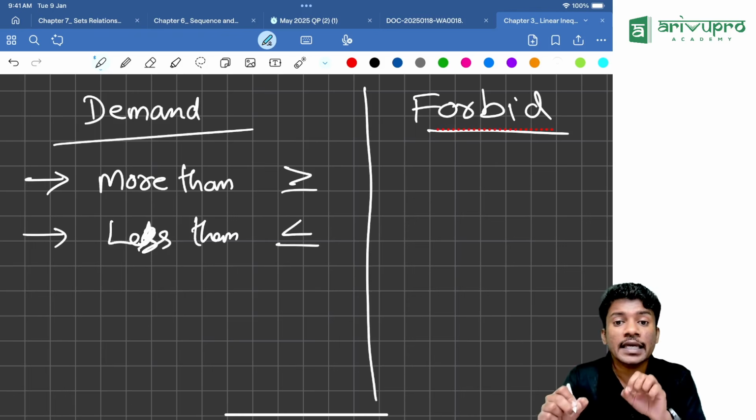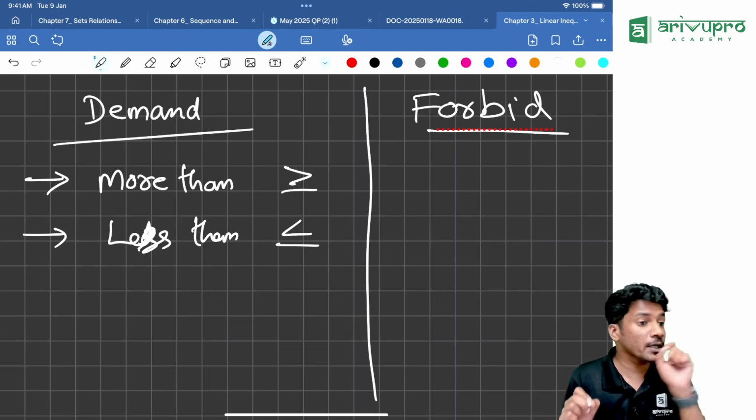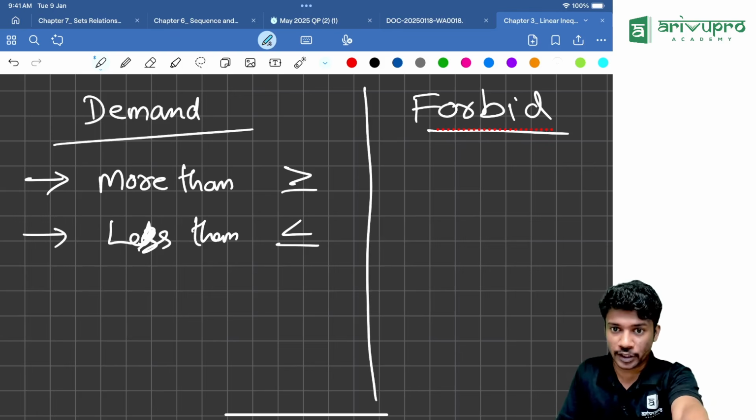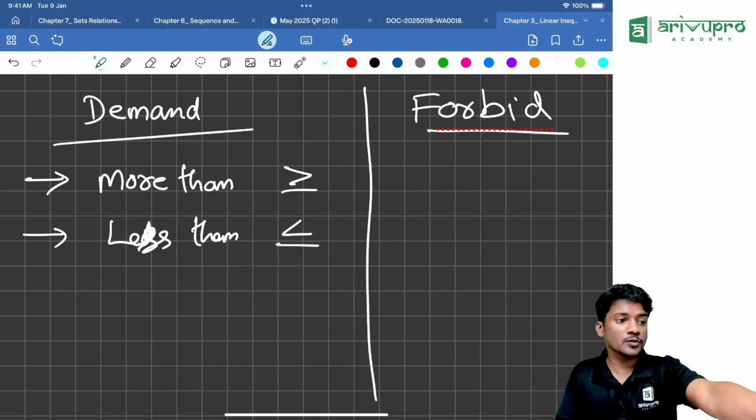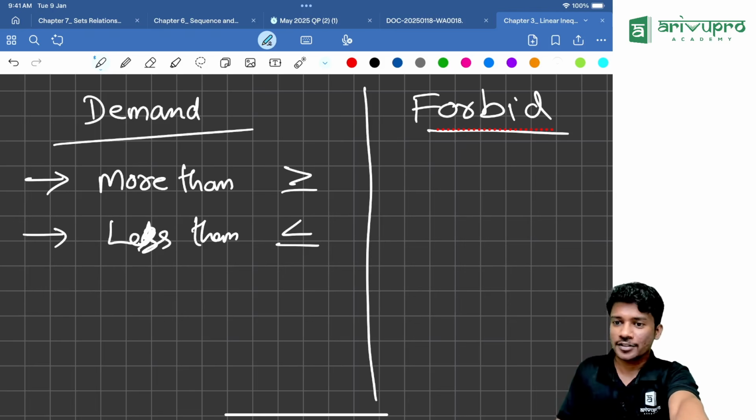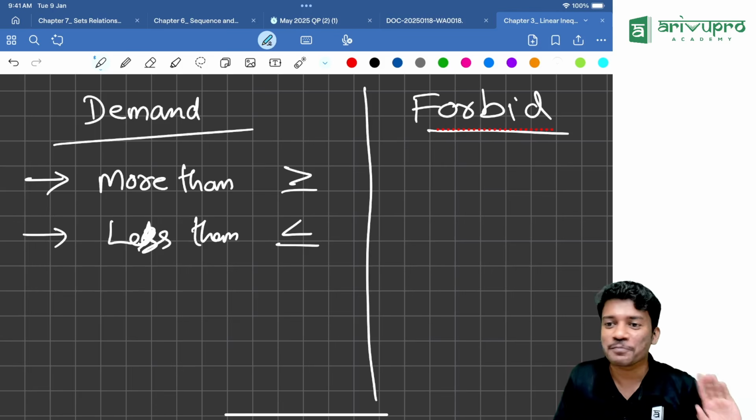Now, forbid means what? Stopping them from doing that. Don't use the phone, is what? Forbidding. Don't use the phone. She got surprised. Yes, that is an example of forbidding.